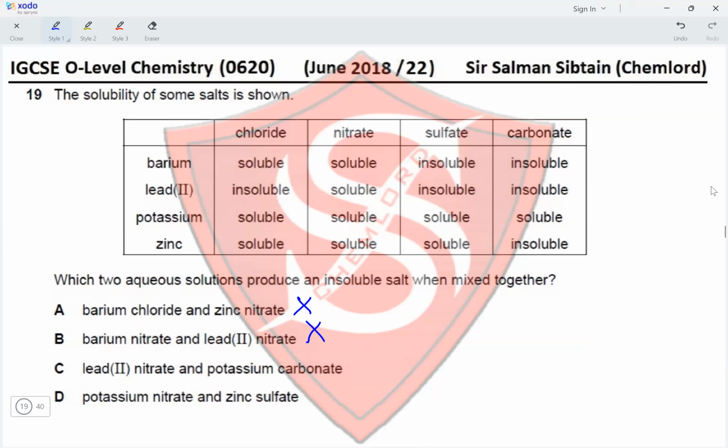Lead(II) nitrate and potassium carbonate would react to form potassium nitrate and lead carbonate. Lead carbonate is an insoluble salt, so we have production of an insoluble salt when these two solutions are mixed together. And potassium nitrate and zinc sulfate would form potassium sulfate and zinc nitrate, both of which are soluble, so no formation of an insoluble salt. So this makes option C the correct option for this question.